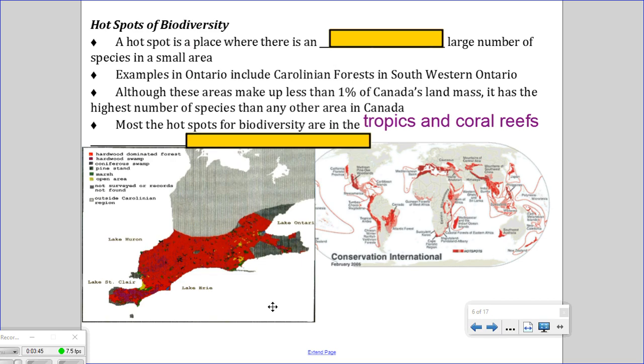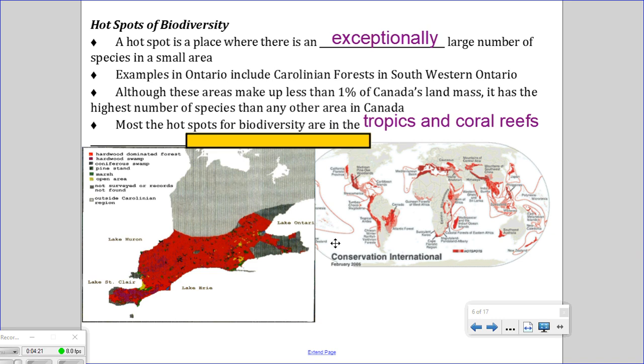There are hotspots of biodiversity throughout the world, and a hotspot is a place where there's an exceptionally large number of species in a small area. Some examples include, in Ontario, the Carolinian forests in southwestern Ontario. In this picture, the red area shows the Carolinian forests and how far they span in this area. Although these areas make up less than 1% of Canada's landmass, it has the highest number of species than any other in Canada.